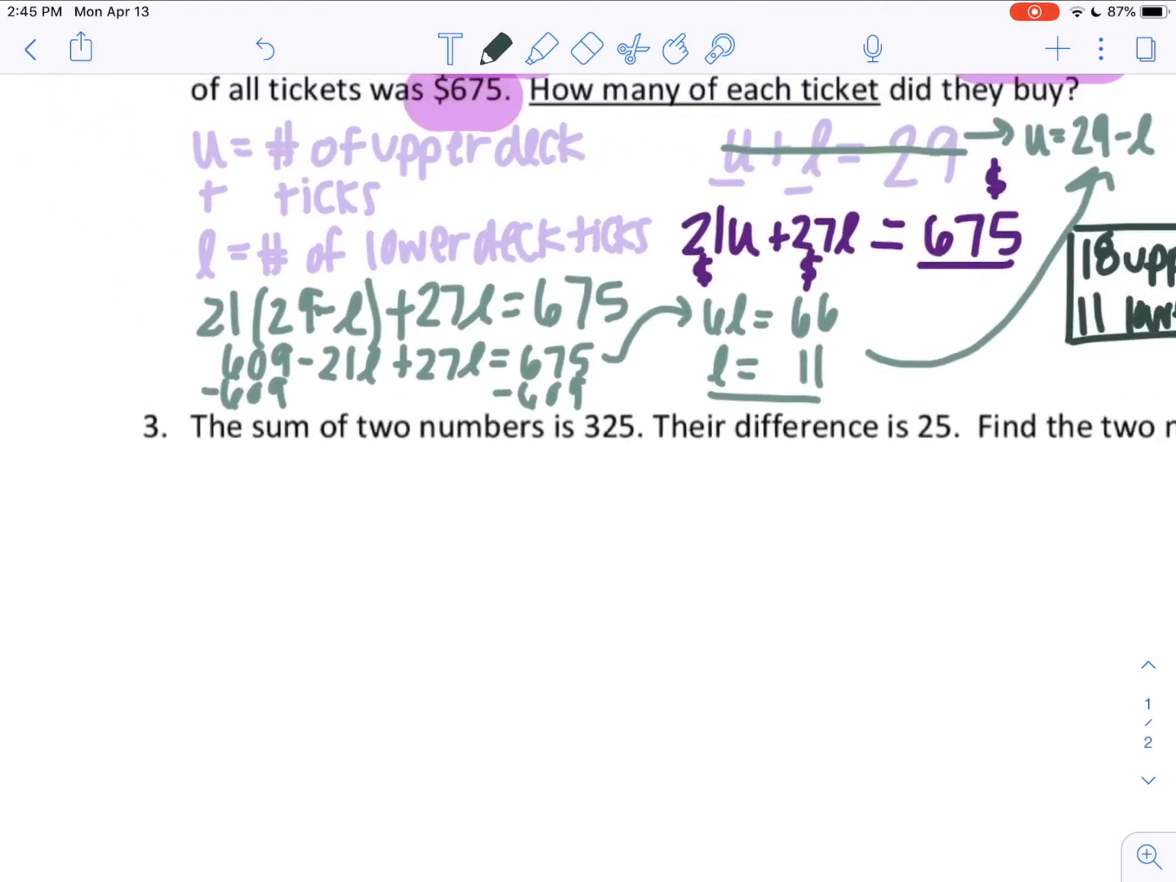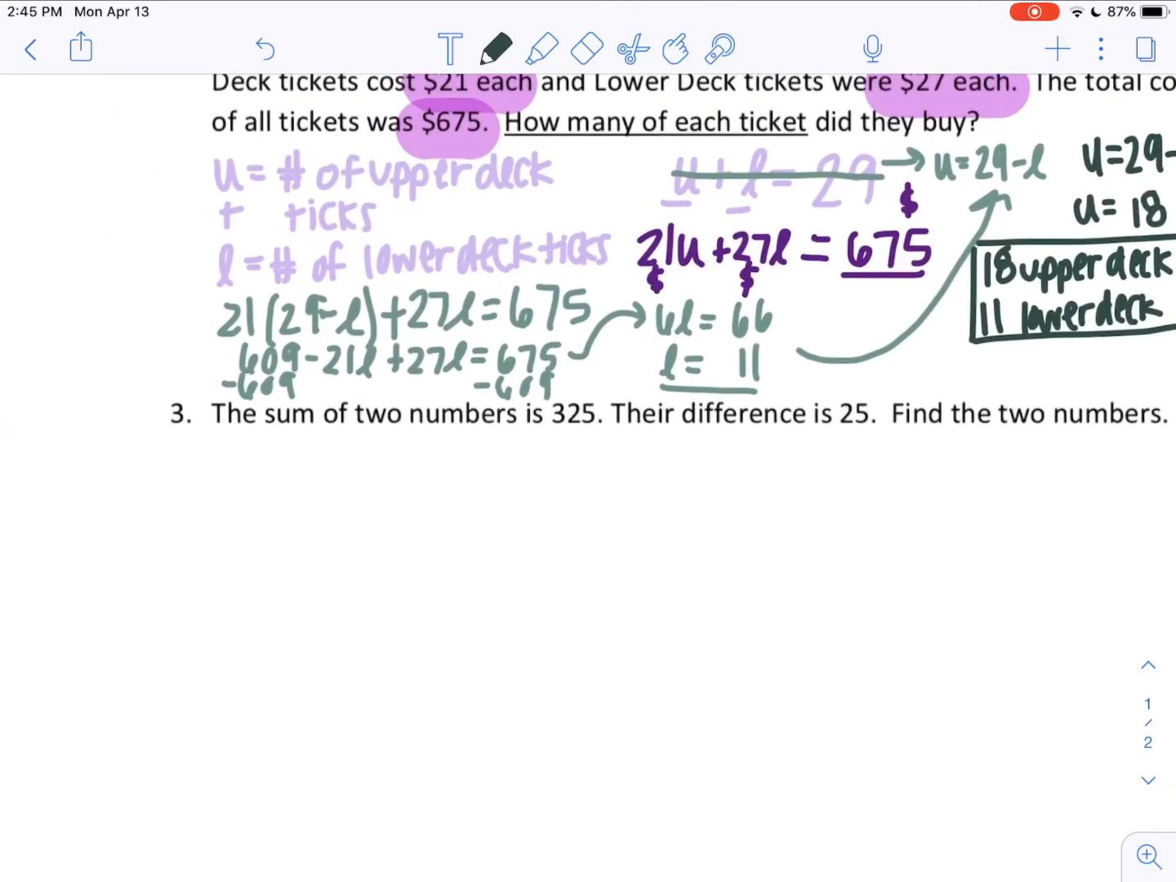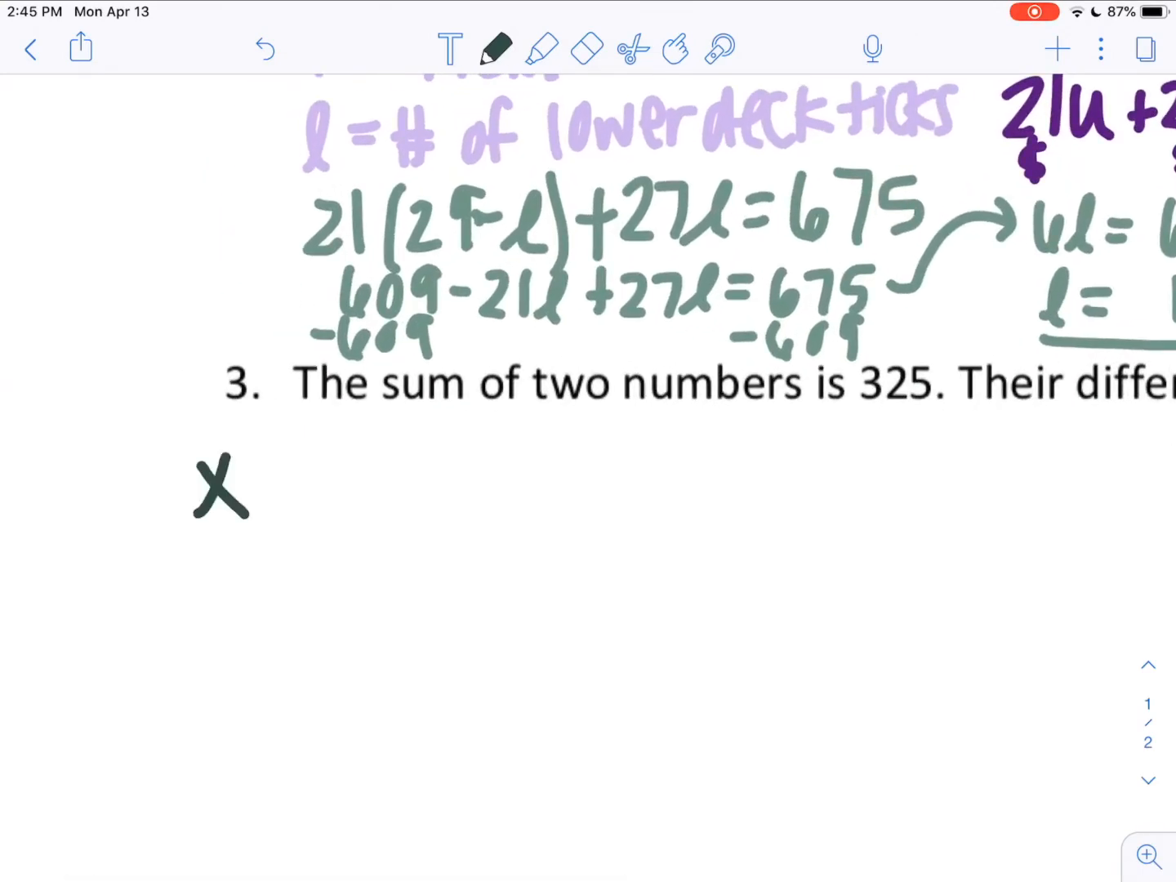Okay, number 3. These ones are pretty easy. So it just says the sum of two numbers is 325 and their difference is 25. Find the two numbers. So this is telling me what I'm looking for. That's what my two variables are, just the two numbers. So I'll say x is one number, y is the other.